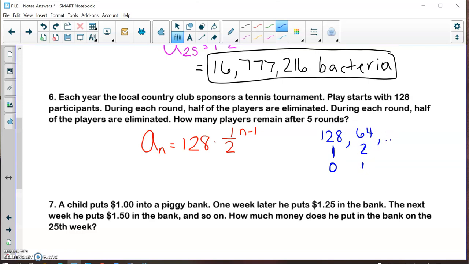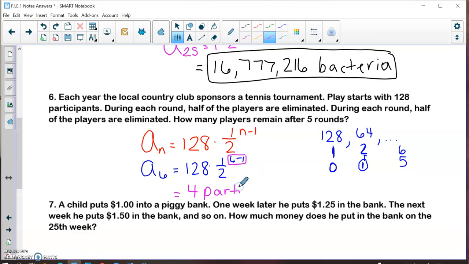So if we want after 5 rounds, the number of rounds is 1 less than the term number, so I want to find the 6th term of this sequence. So I'm going to put 6 in for n. And if I type this in, this is going to become the 5th power. 128 times 1/2 to the 5th power would give us that there are 4 participants remaining after the 5th round.